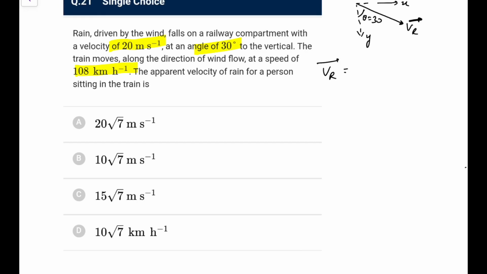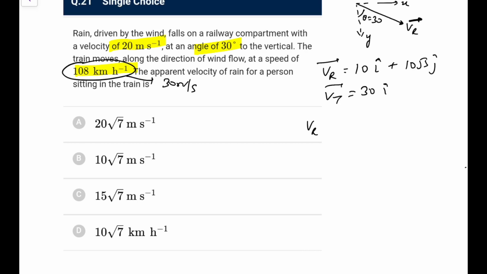So 20 cos 30 i cap will give me 10 root 3 j cap, and this will give me 10 i cap. And because the train is going in the direction of the wind, it would be going forward, 108 km/h is 30 meter per second, so velocity of train is 30 i cap. And what we need to find out is the rain velocity with respect to the person sitting in the train, that is with respect to train, that would be Vr minus Vt. So if I do this Vr minus Vt, what I'll get is minus 20 i cap plus 10 root 3 j cap.